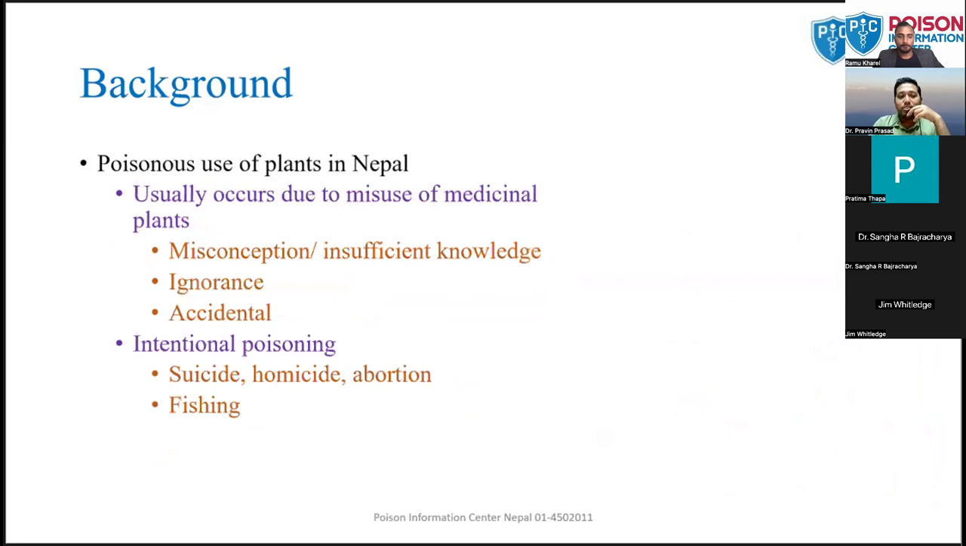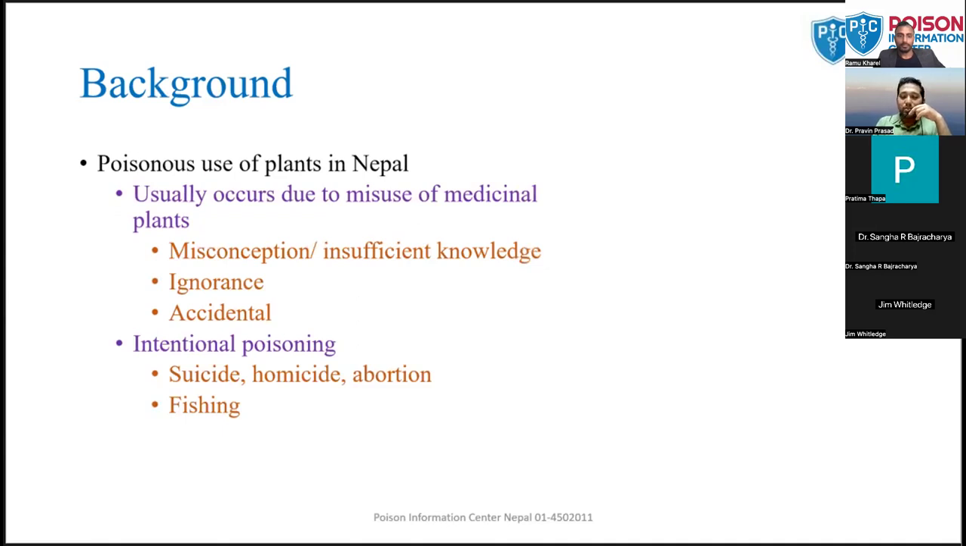So if we talk about the poisonous use of plants in Nepal, it usually occurs with the misuse of medicinal plants. Maybe the person has half knowledge of which plant has to be used. They have heard their ancestors using something, and then they just jump on that. The other part would be ignorance. They know which plant has to be used, but they don't know which part of the plant. So is it the seed, or the flower, or the leaf? They are not sure about that. And sometimes it can be accidental. They want to use something, and instead they could not identify it, and they used another plant.